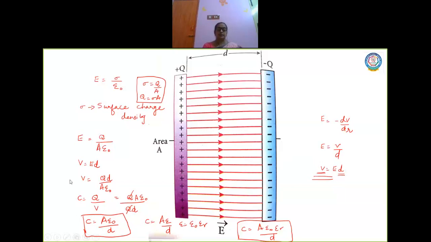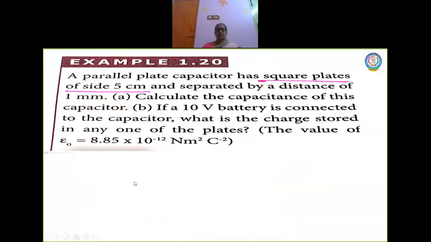So I want you to be very thorough with these 2 points, children. Go through the topic. It is a very simple topic. Now based on this, we will discuss one sum, children. Okay, it's a very easy problem. A parallel plate capacitor has square plates of side 5 centimeter and separated by a distance of 1 millimeter. Calculate the capacitance of this capacitor.